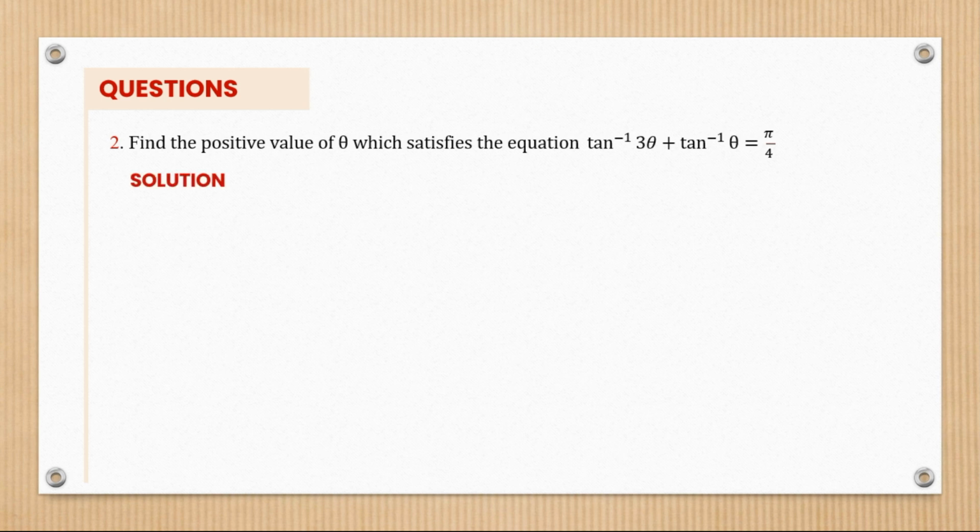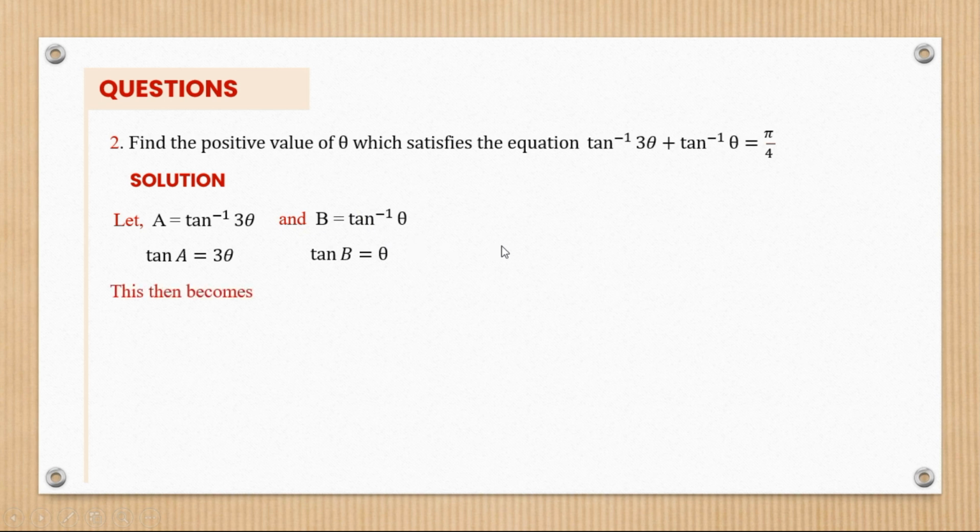So the same thing we're going to do as in the former question. We're going to let A be equal to tan inverse of 3 theta. Then we're going to let B be equal to tan inverse of theta. So we can already see from here that tan A is equal to 3 theta, and then right here tan B shall be equal to theta. So we'll end up having A plus B being equal to pi over 4.